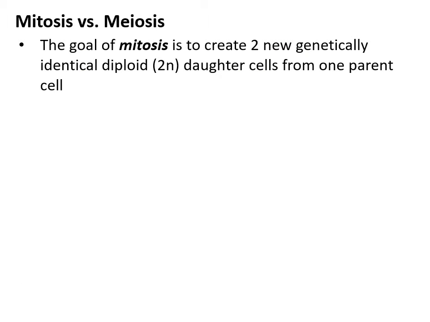So mitosis versus meiosis. The goal of mitosis, again, is to reproduce what is already there, to try to have the exact copy of what was originally there. So the original diploid cell is going to be splitting in two and creating two exact daughter cells.